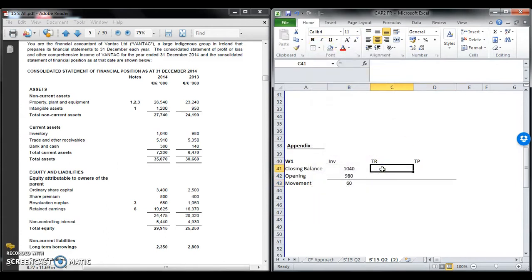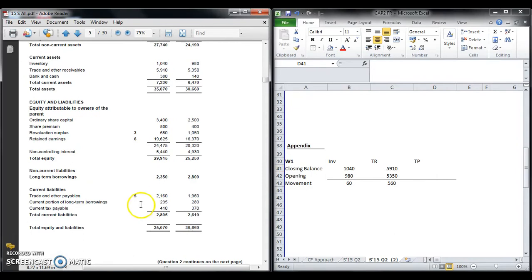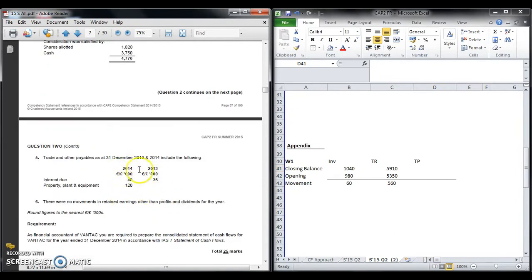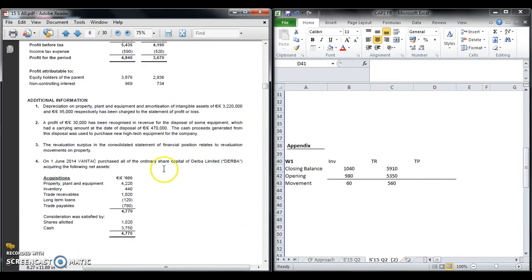Trade receivables the same, 5910 was the opening, or the closing should I say, 5350 was the opening, and again it's an increase of 560. And the final one then is trade payables. The closing was, now this is important, remember we noted this already in note 5, we need to strip out any impact of other payables here because these are dealt with somewhere else. So 14120 and a 35.